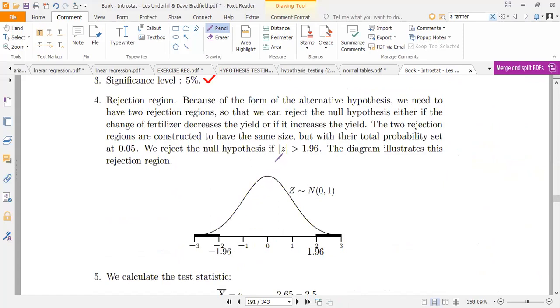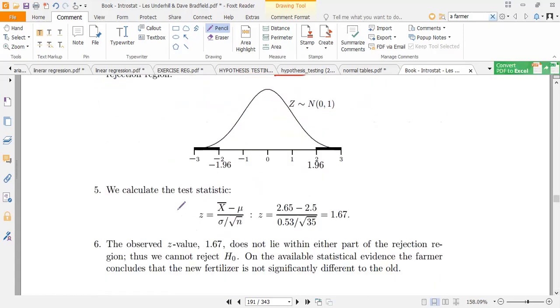Or we can just use this statement to cover both of them: if the absolute value of Z, meaning you're considering both the negative and the positive, is greater than that, we reject H0. Then to calculate the test statistic, Z is X bar minus mu, over standard deviation over root N. Our X bar is 2.65, our mu is 2.5, our standard deviation is 0.53, and there were 35 plots. So here we get 1.67.